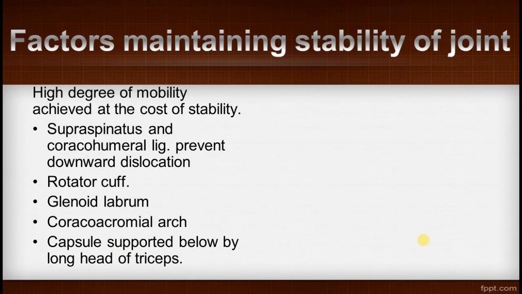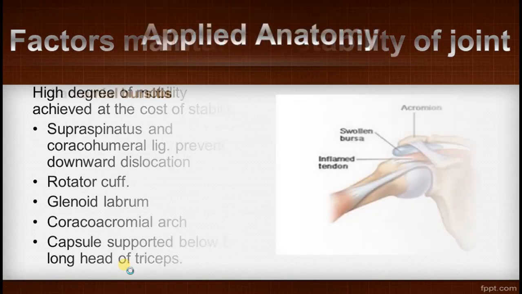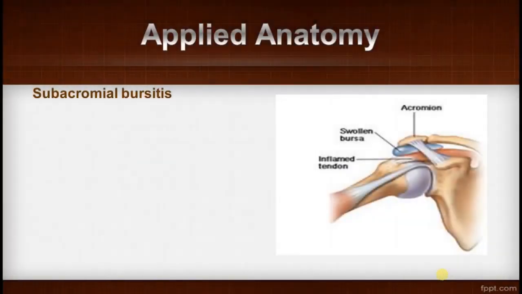The only support rendered to the capsule is a weak support by the long head of triceps below the capsule. Other than that, there is no protection for the capsule on the inferior aspect. So that is why the capsule itself extends a little bit up to the surgical neck of the humerus. Next, we are going to discuss the applied aspects of the shoulder joint one by one.